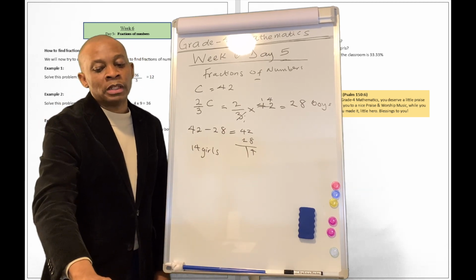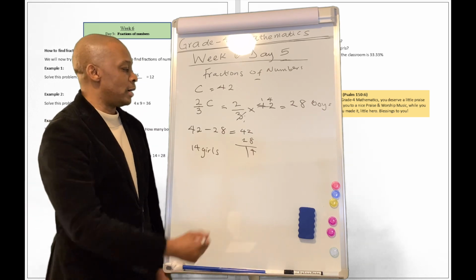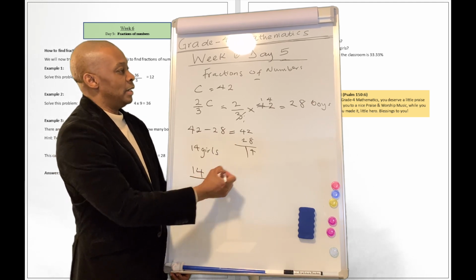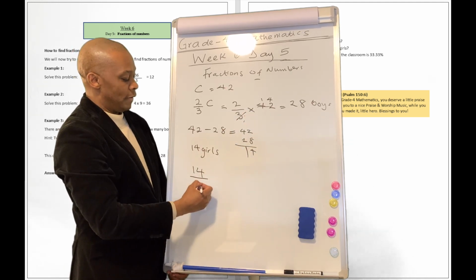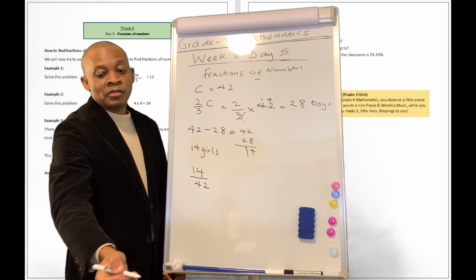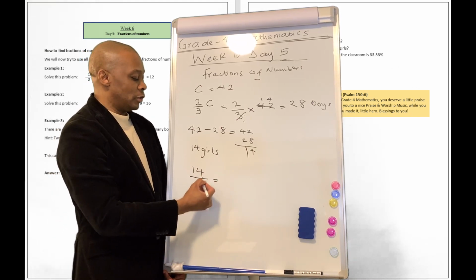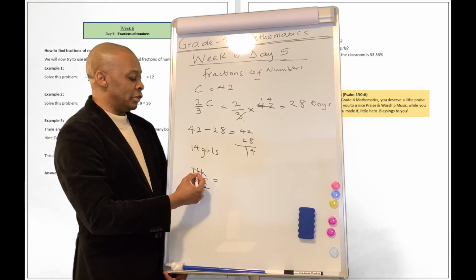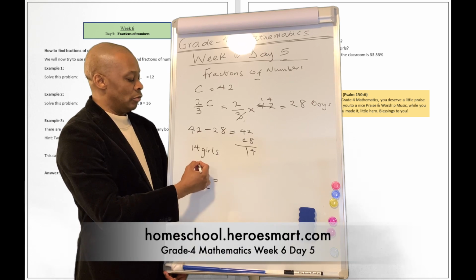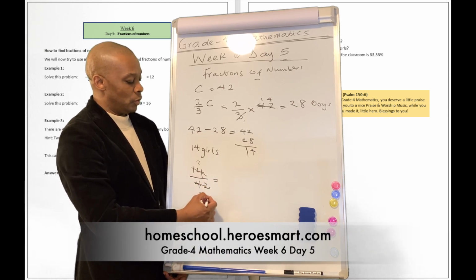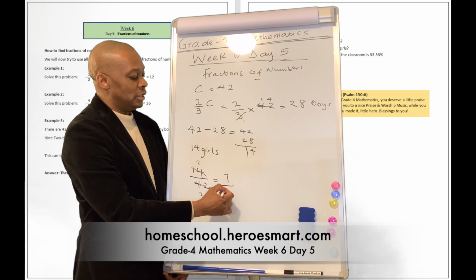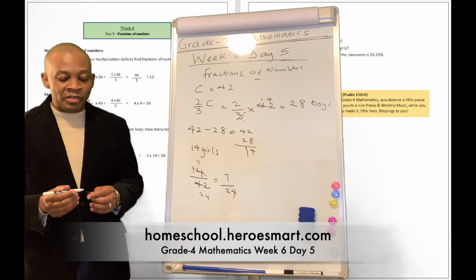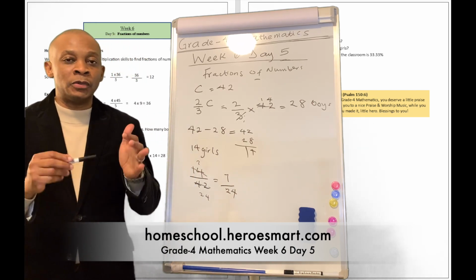What fraction of the classroom are girls? We can find that by saying 14 divided by the total number, 42. That's just 14 over 42. We can reduce this fraction further by dividing both by 2, which gives 7 over 21. So that is how you can find fractions of numbers.